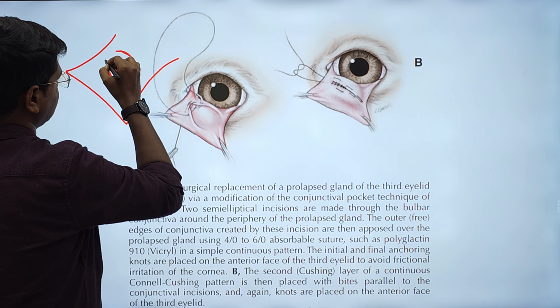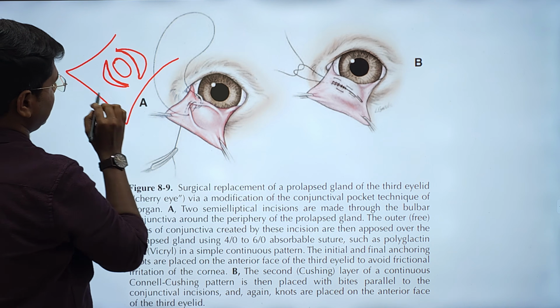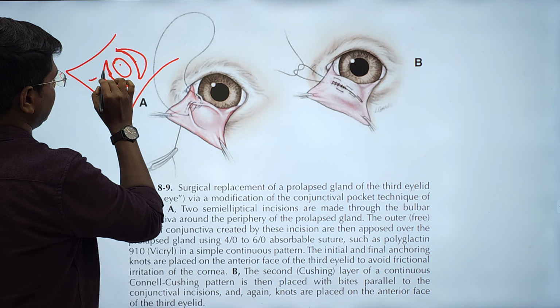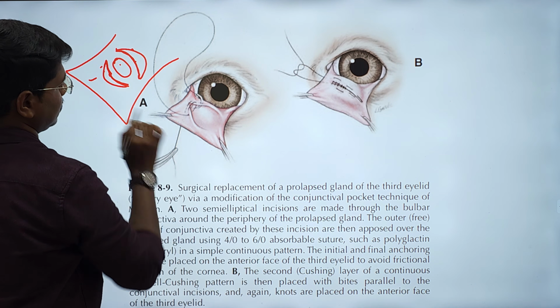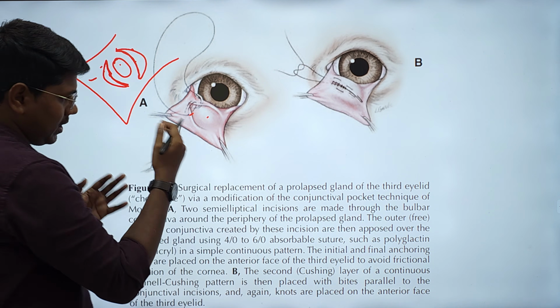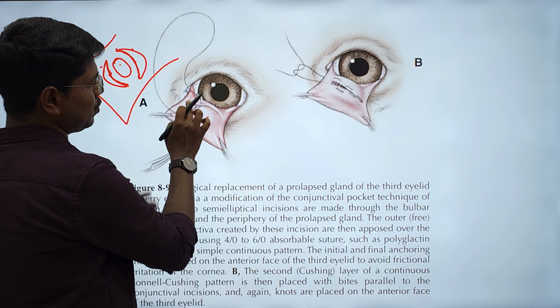Now while you make the incision, it will have two borders. This is the far border and this is the near border compared to the gland. So these two far borders are sutured. Here it has been shown, it is sutured. While doing the suturing, always remember the knots should not be on this side.